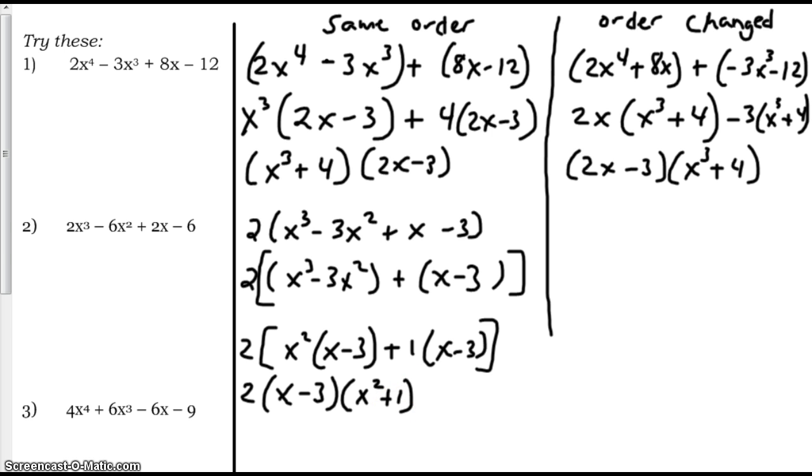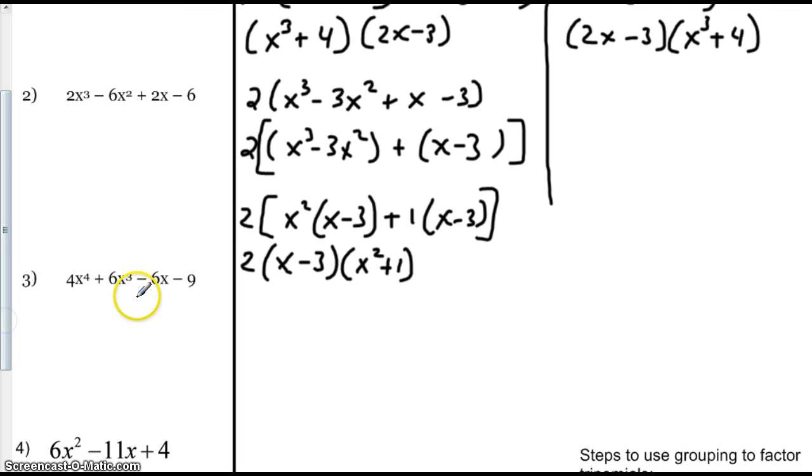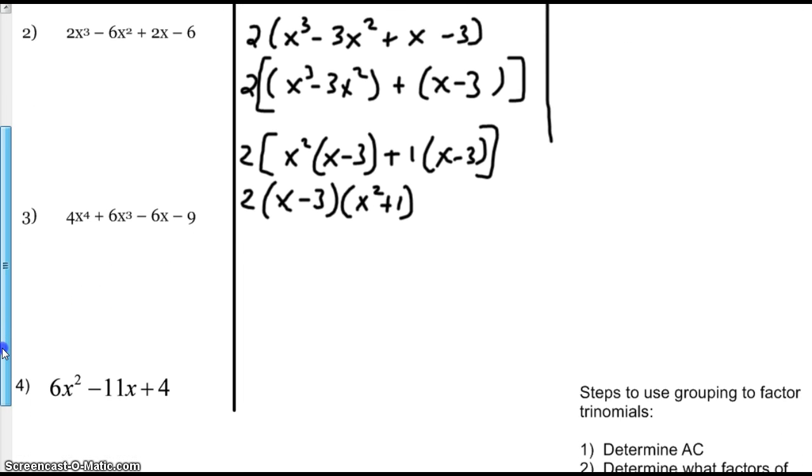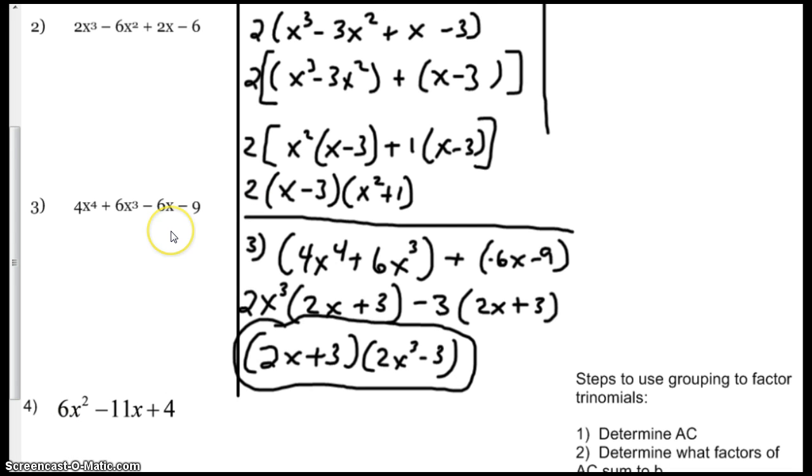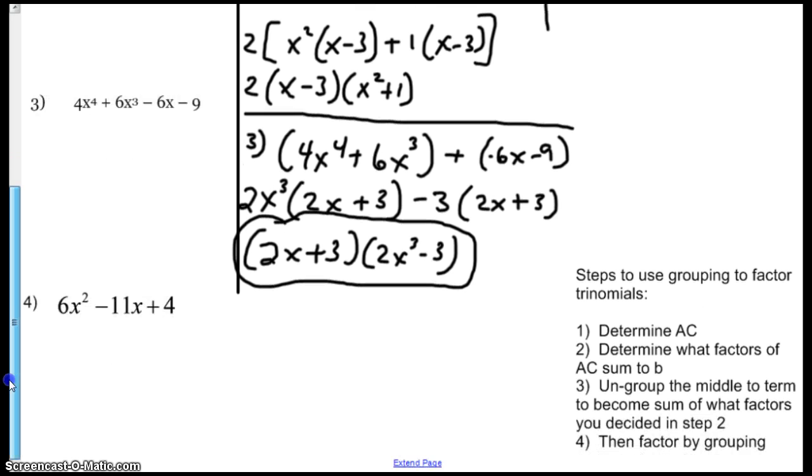Okay, go ahead and pause the video and try one more, number 3 here, and then I'm going to show you how to use it with trinomials for another method. Okay, so your last problem, number 3, for the 4 terms, you should have factored out and gotten 2x plus 3 times 2x cubed minus 3. This last example I added on was to give you another way to factor the trinomials. Go ahead and pause the video and write down these steps, and then I'll walk through the problem.